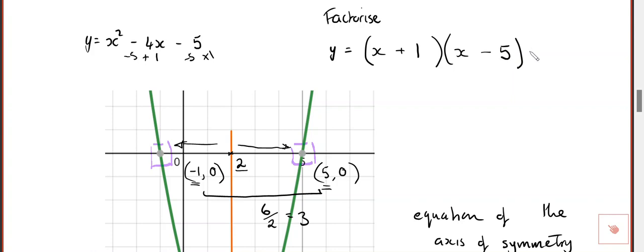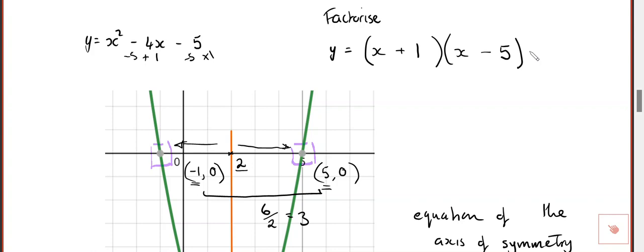Could it, does it? No, sorry, yes, it will always be a whole number. Sometimes you can't factorize, that's what we'll have to look at afterwards. But we're looking at the ones that can be factorized.